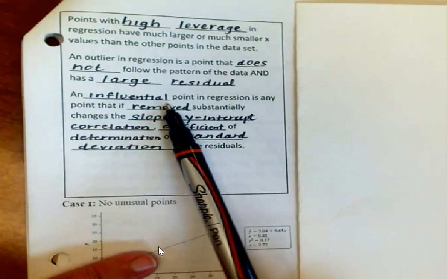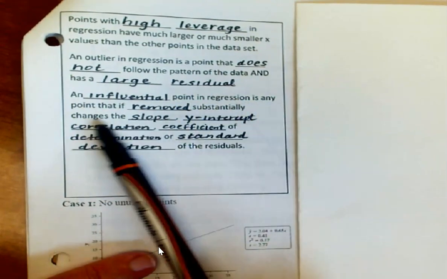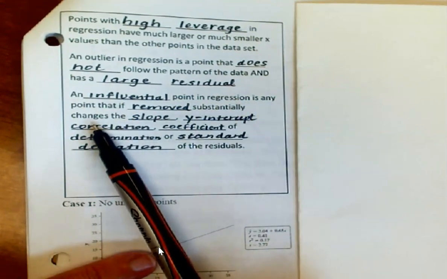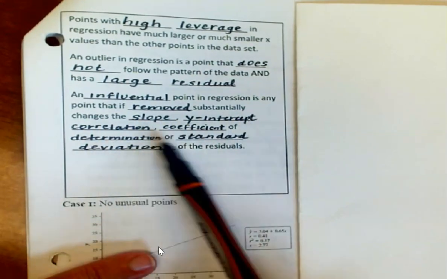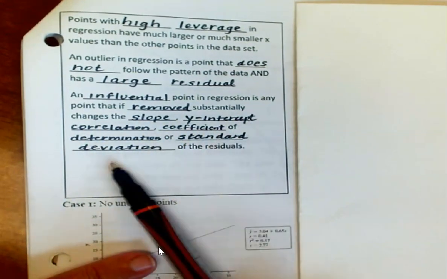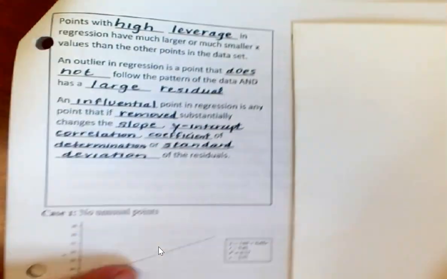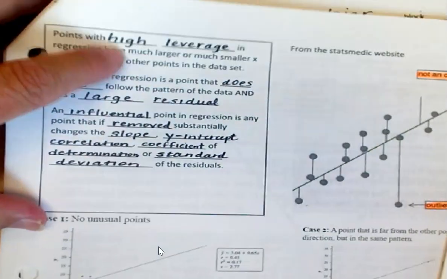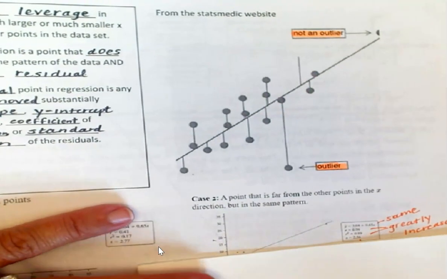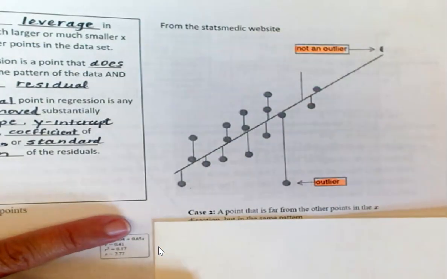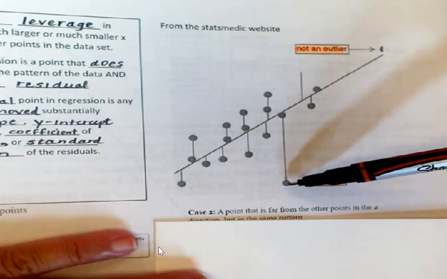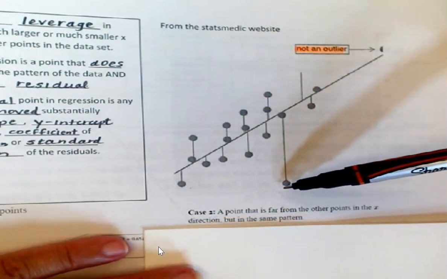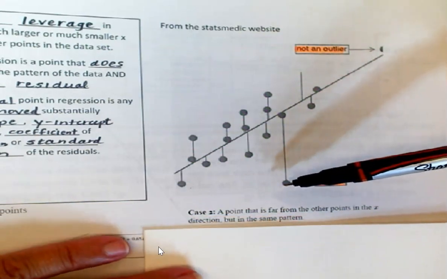An influential point in regression is any point that, if removed, substantially changes the slope, the y-intercept, the correlation, the coefficient of determination, or the standard deviation of the residuals. So let's look at this data over here. This is from StatsMedic. This is an outlier, okay? It is far from the other points.